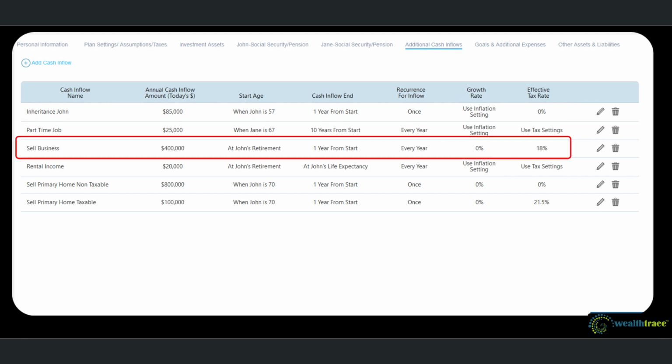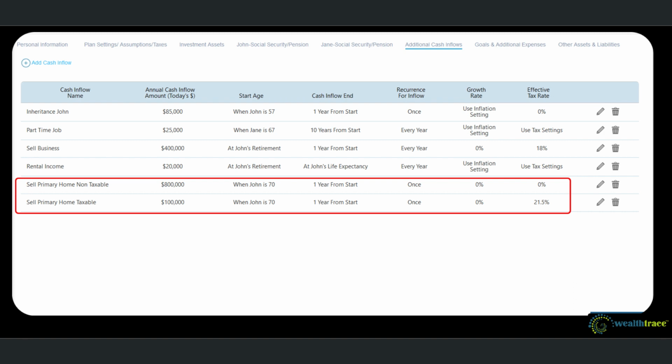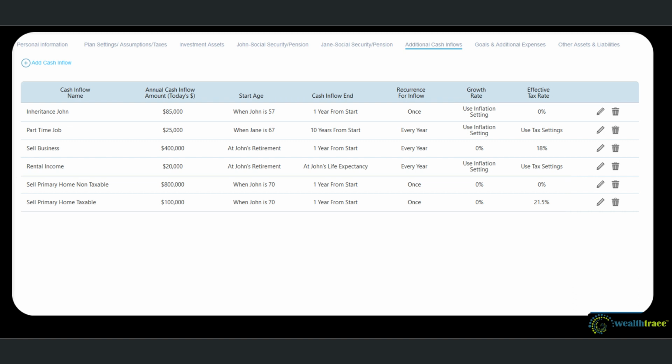This couple is also going to sell a business at John's retirement. The tax rate entered is the federal capital gains tax rate plus their state tax rate. This is also the section where you want to add the sale of a home, and there are some things to keep in mind with this. First, the cost basis portion is not taxable. Also, if this is your primary home, you will get an exclusion, which is currently $250,000 if single and $500,000 if married.